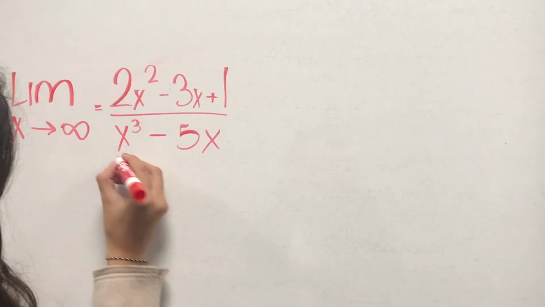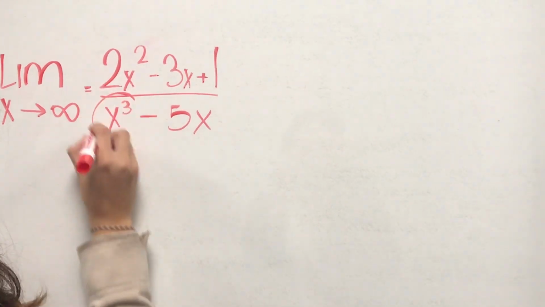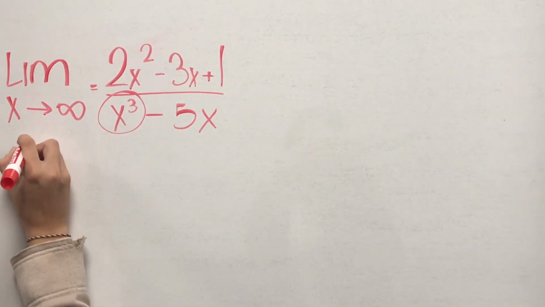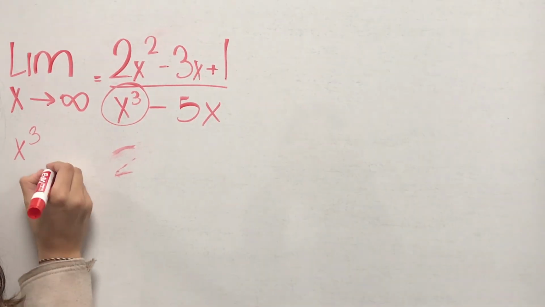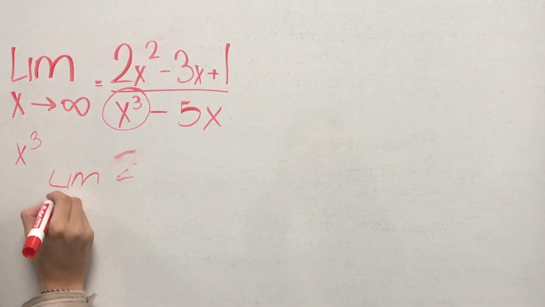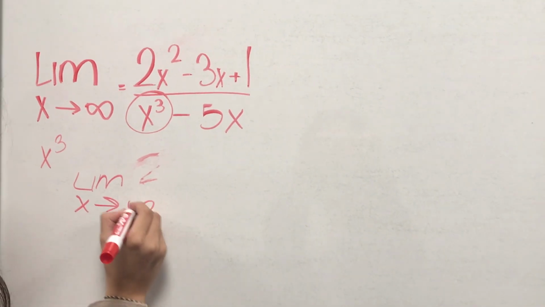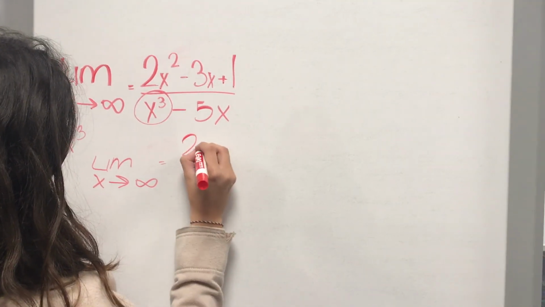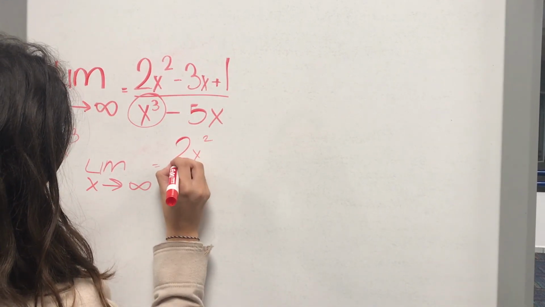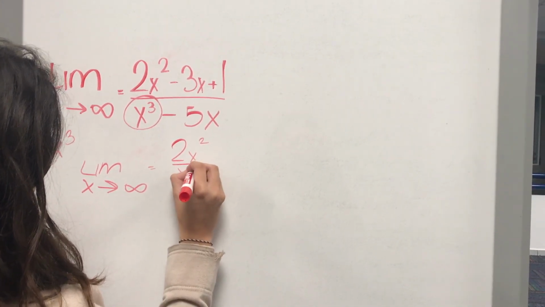First of all, for this problem, we have to find the term that has the highest exponent, which in this case is x to the third. Now we have to write that the limit when x approaches infinity is every single term over x to the third, which is the highest exponent in this equation.